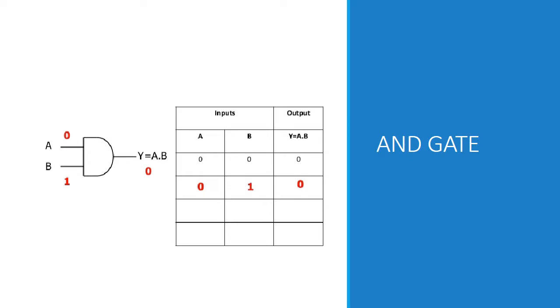Now let's consider another case in which first input A is at 0 but B is at 1. So the output will be 0. So A is at 0, B is at 1 and output will remain 0.